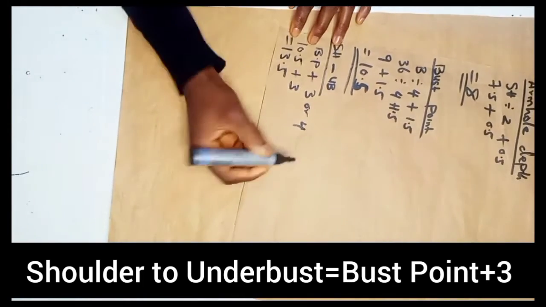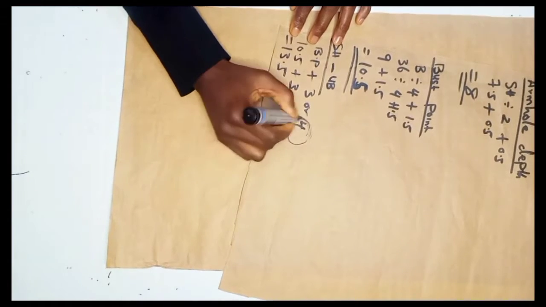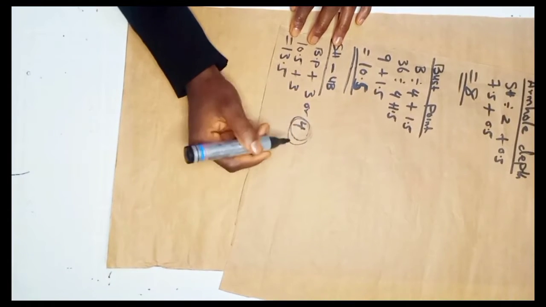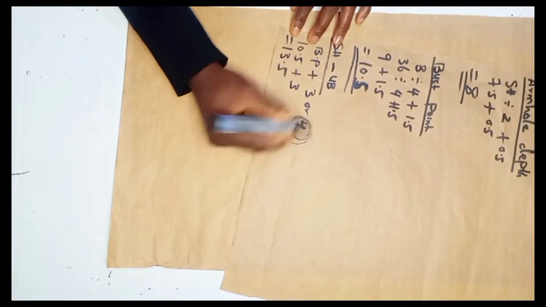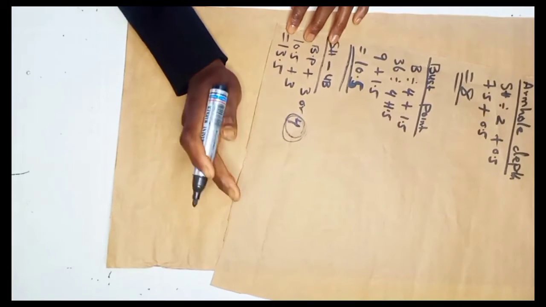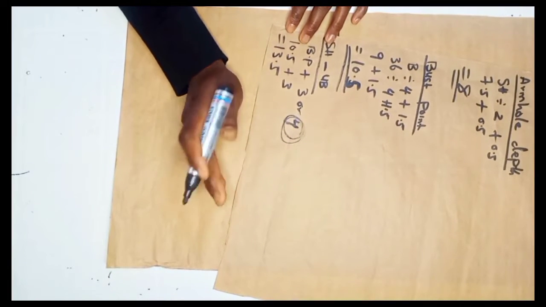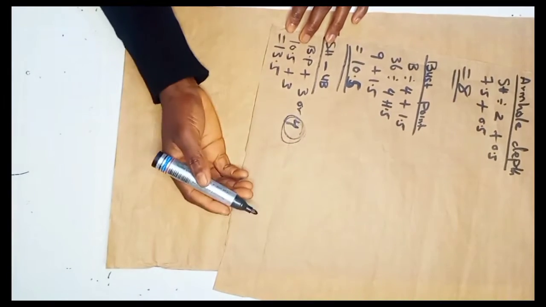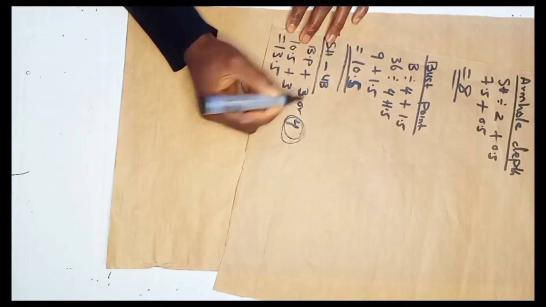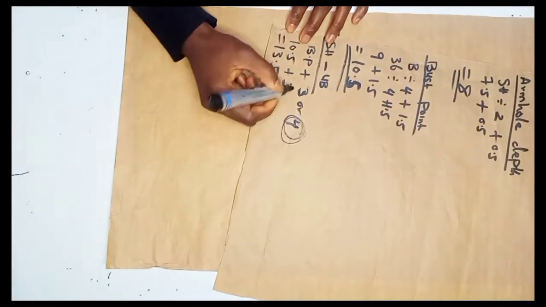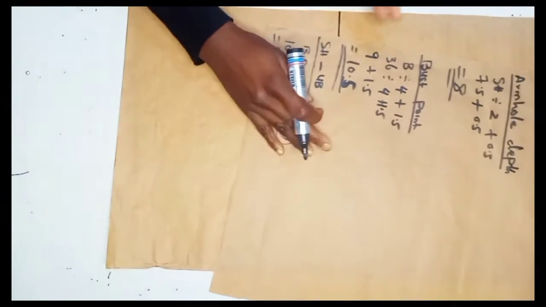So if you're making a dress for a plus size, you go ahead to use 3.5 inch or 4 inch. But if it is for a small size, like for bust 32 to 38, you can use the shoulder to the underbust distance to be 3 inch. Then you go ahead to add it to your bust point measurement. Whatever you get, you're going to go ahead to use that as the distance between the shoulder to the underbust.